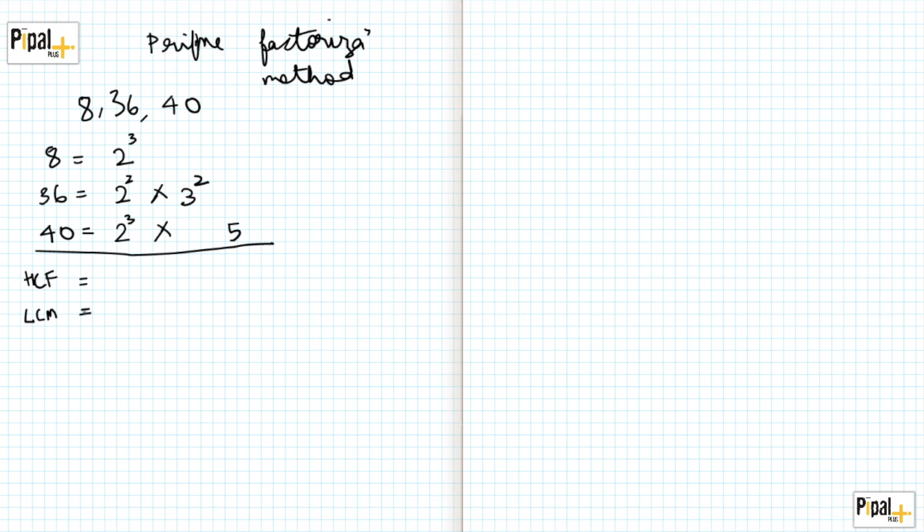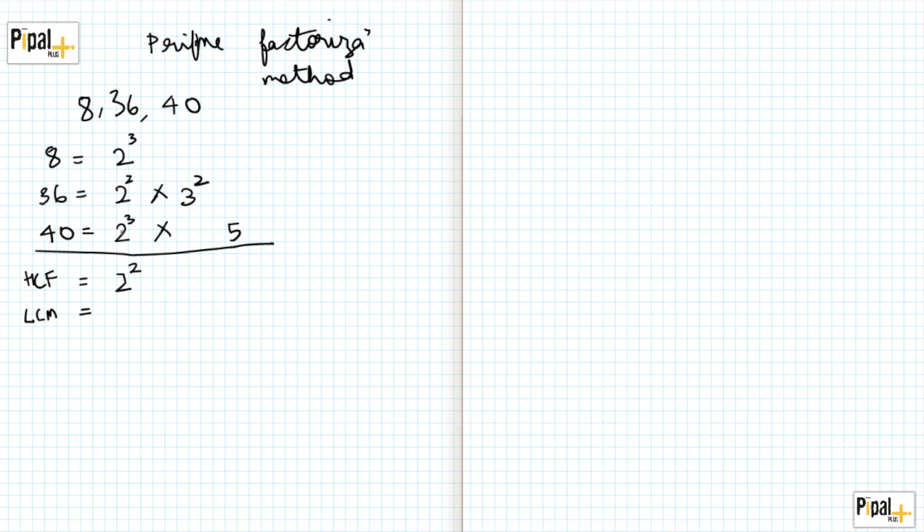Now for HCF, just look out for all those prime factors which are common across all the three numbers. So if there were 4, then you'd look out for the prime factors which are common across all the numbers. Here, I notice that 3 is not common across all of them, 5 is not common across all of them, only 2 is, so I'll write a 2 here. Then I will select the lowest power of 2 across all of these three numbers, and I notice that the lowest power of 2 is 2. This is my HCF.